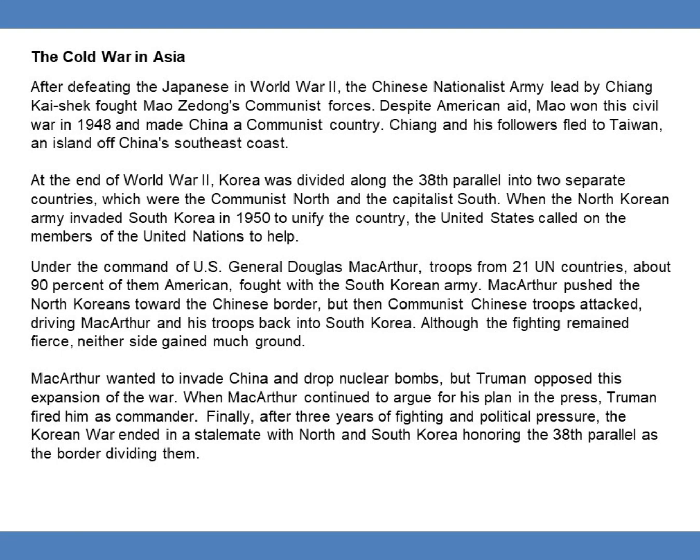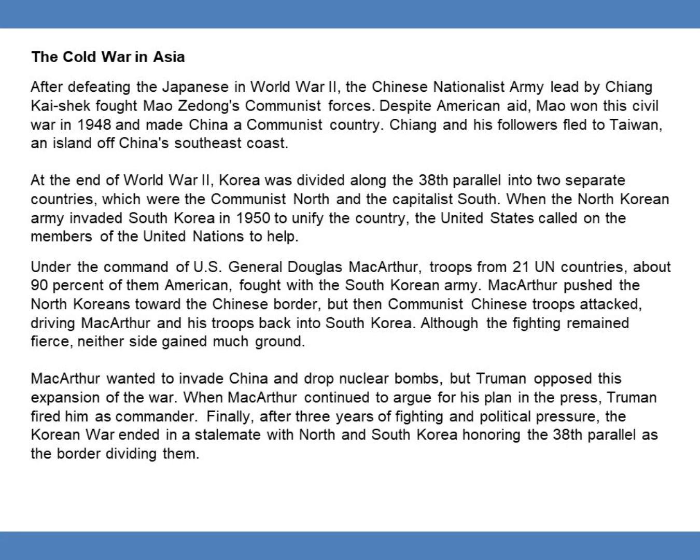Under the command of U.S. General Douglas MacArthur, troops from 21 UN countries, about 90% of them American, fought with the South Korean army. MacArthur pushed the North Koreans toward the Chinese border, but then communist Chinese troops attacked, driving MacArthur and his troops back into South Korea. Although the fighting remained fierce, neither side gained much ground.